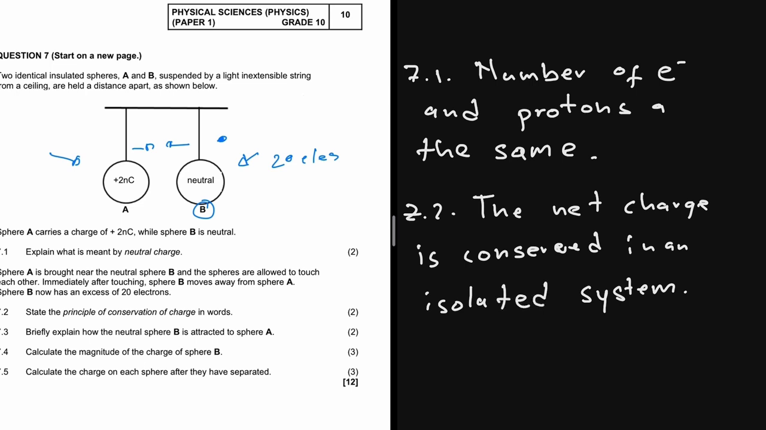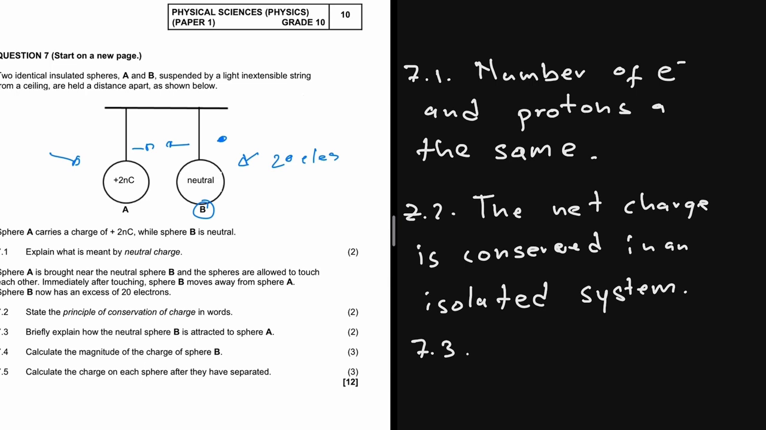Okay, so you can just say now, conservation of charge is just that the net charge in an isolated system is conserved. Remember, that's the very same thing that you use for mechanical energy. Mechanical energy in an isolated system is conserved. If something is conserved, you can just use those words: in an isolated system is conserved. So now, 7.3, they say briefly explain how the neutral sphere is attracted to the sphere of A.